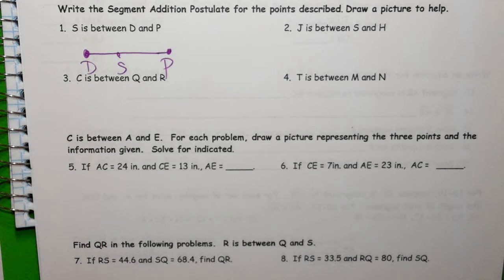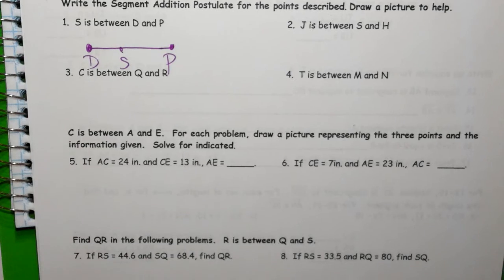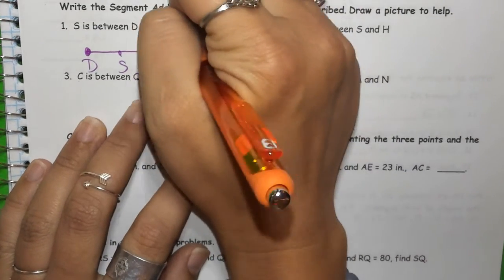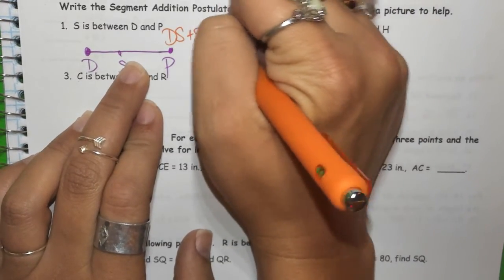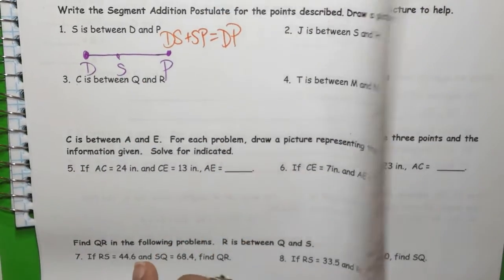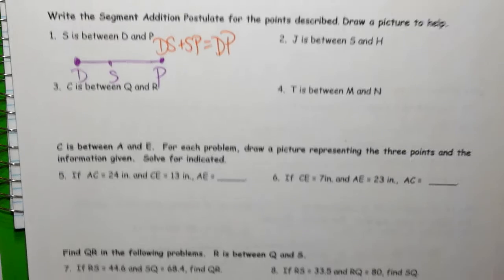So, what are we going to add? D and P. We're going to add, what's the first baby segment? DS plus SP, and that's going to be equal to DP. That's all you have to do.